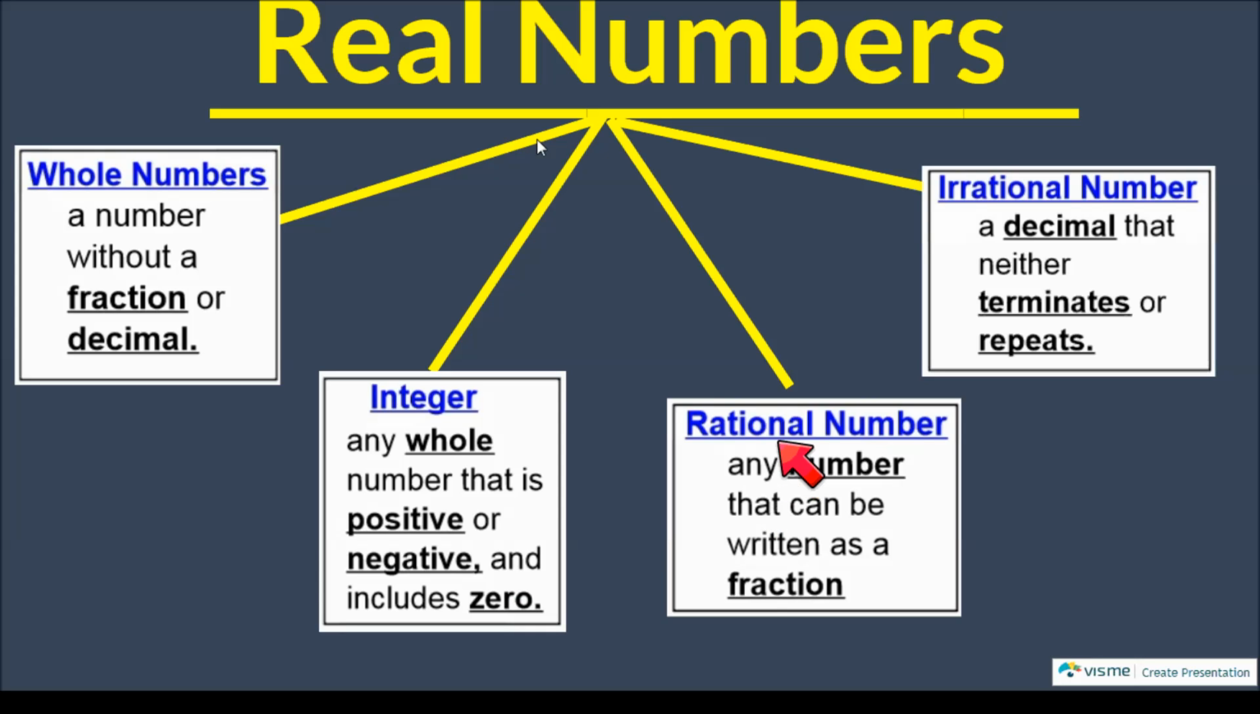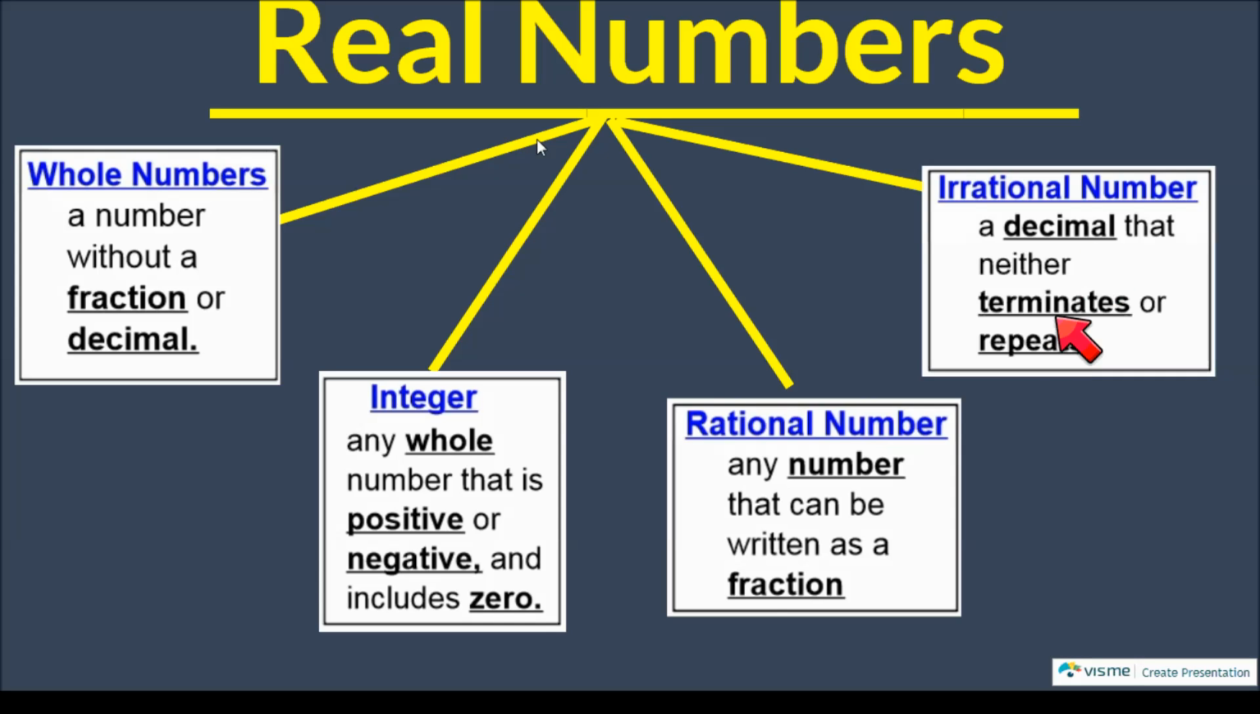Let's go to the next one. Everybody say rational number. One more time, say rational number. A rational number is any number you can think of that can be written as a fraction. Okay, let's go to irrational. Everybody say irrational. One more time, irrational.